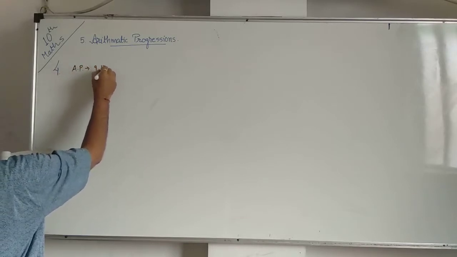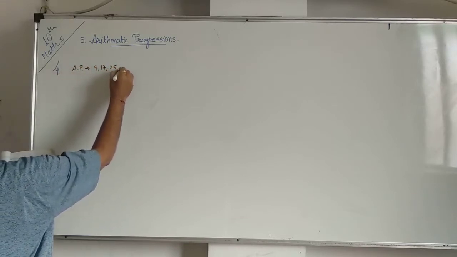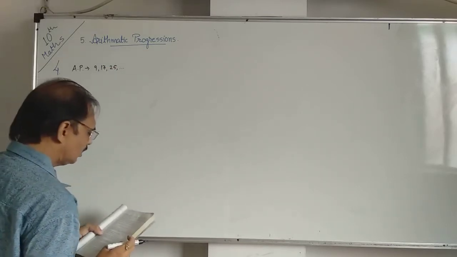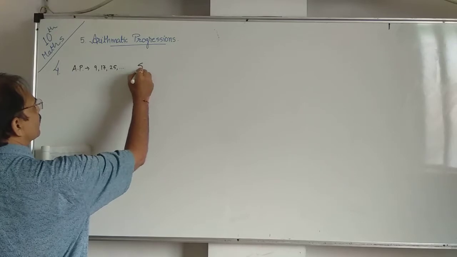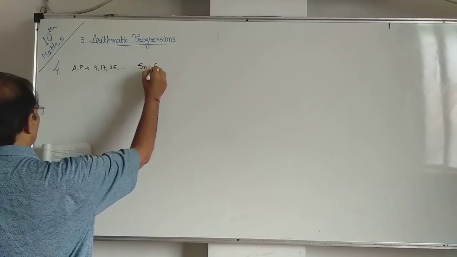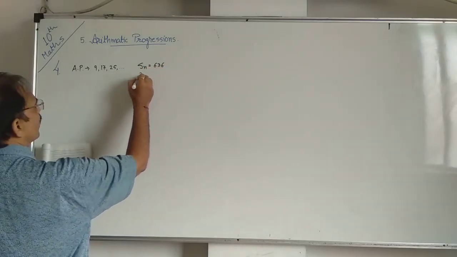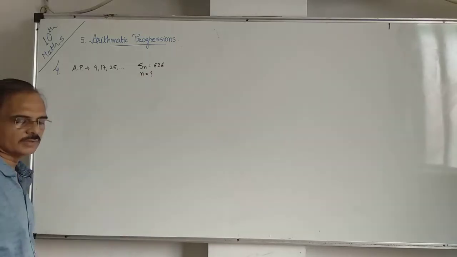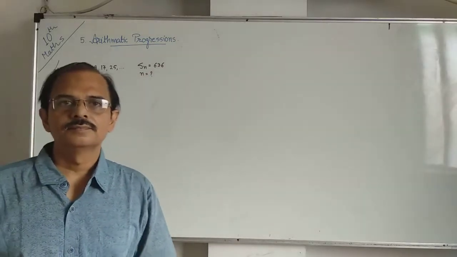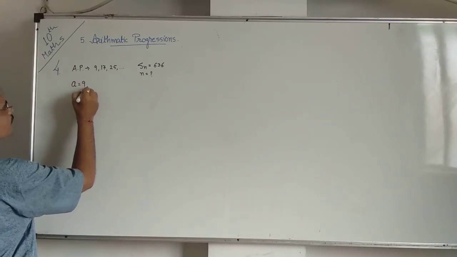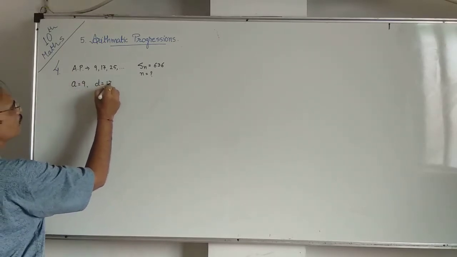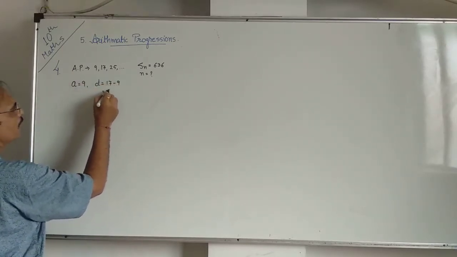9, 17, 25, etc. must be taken to give a sum, Sn, of 636. Find out n. How many terms? That is called n. First term a equals 9. Difference d equals 17 minus 9, that is 8.